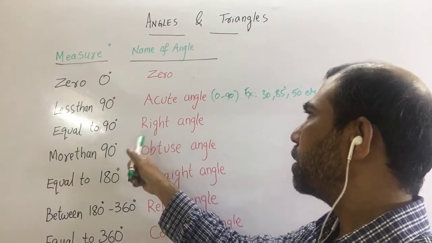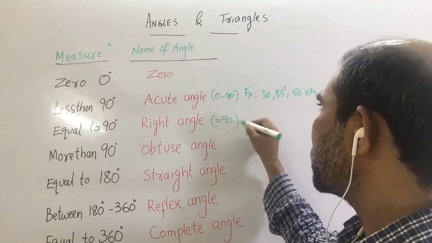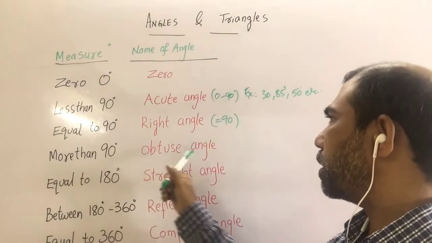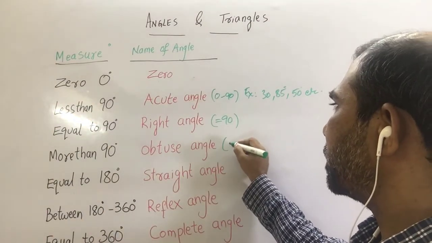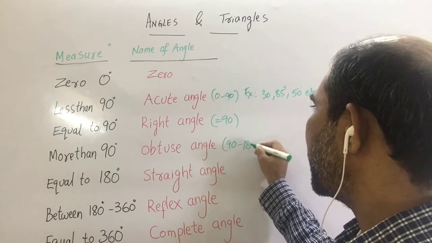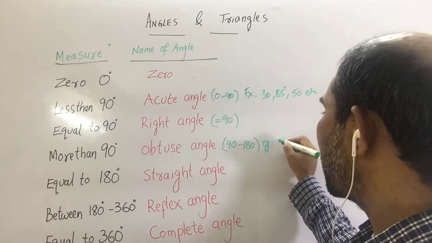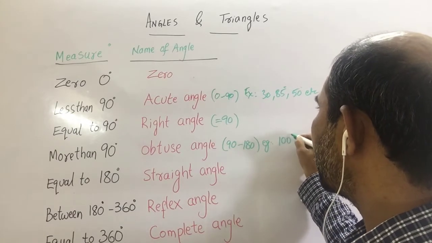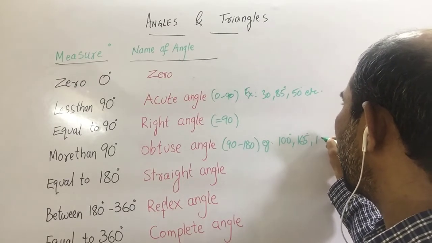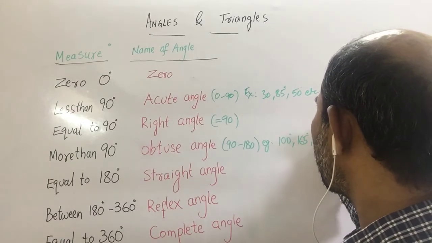And the right angle must be equal to 90 degrees always. And more than 90 degrees is an obtuse angle. The range you can write is more than 90 degrees to 180 degrees. You can take examples for this as 100 degrees, 165 degrees, or 170 degrees, etc.